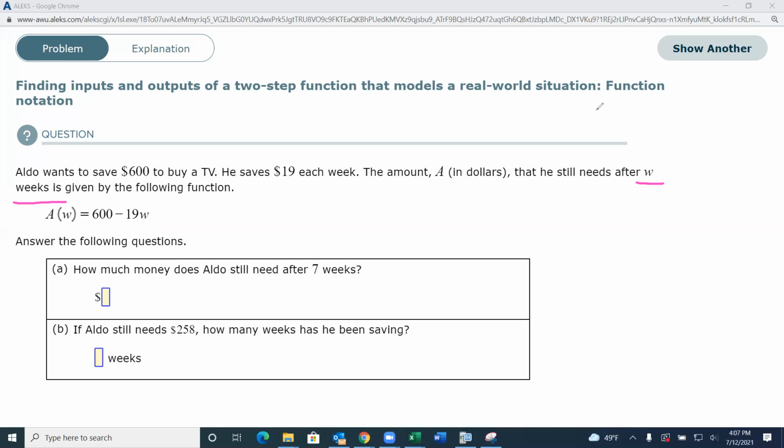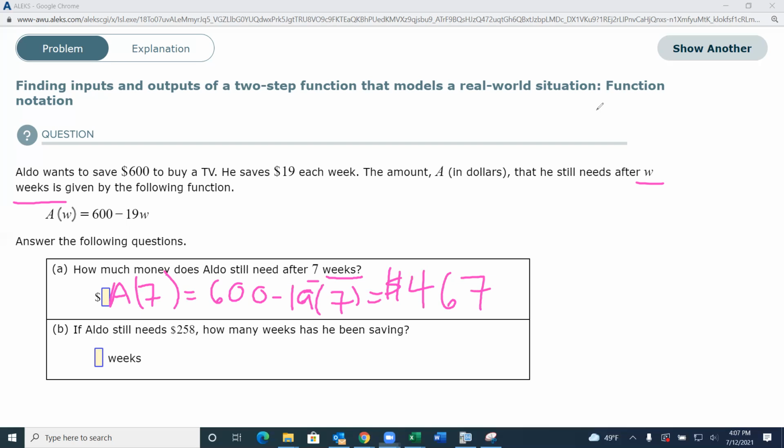All right, so let's check out these questions. How much money does Aldo still need after 7 weeks? Now 7 is measured in weeks, not dollars. A of W is dollars. This isn't $7, it's 7 weeks. Well, W is our number of weeks, so 7 must be a W number. So we plug it in for W. A of 7 is 600 minus 19 times 7. And this will tell us how much money he still needs to save. And he still needs to save $467. He's got $133 saved already.